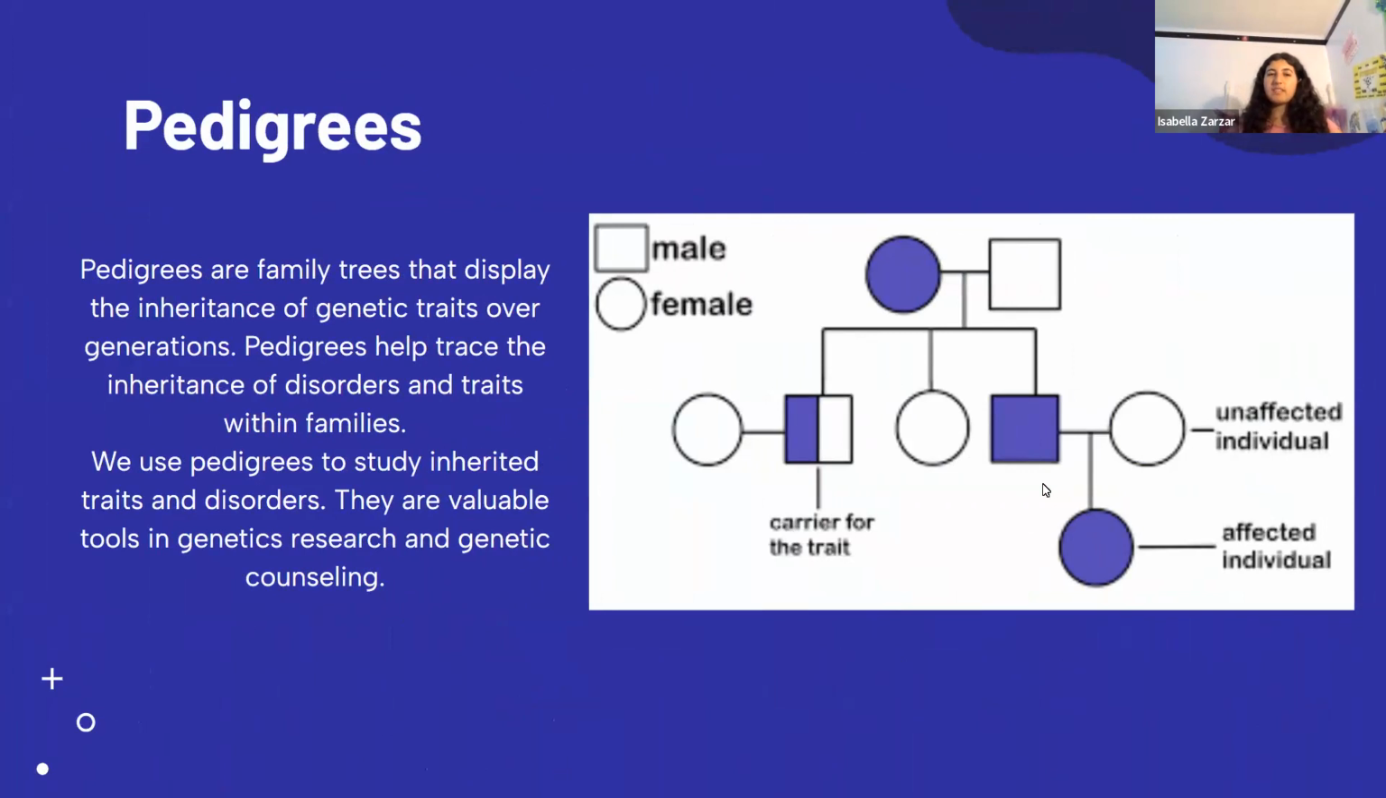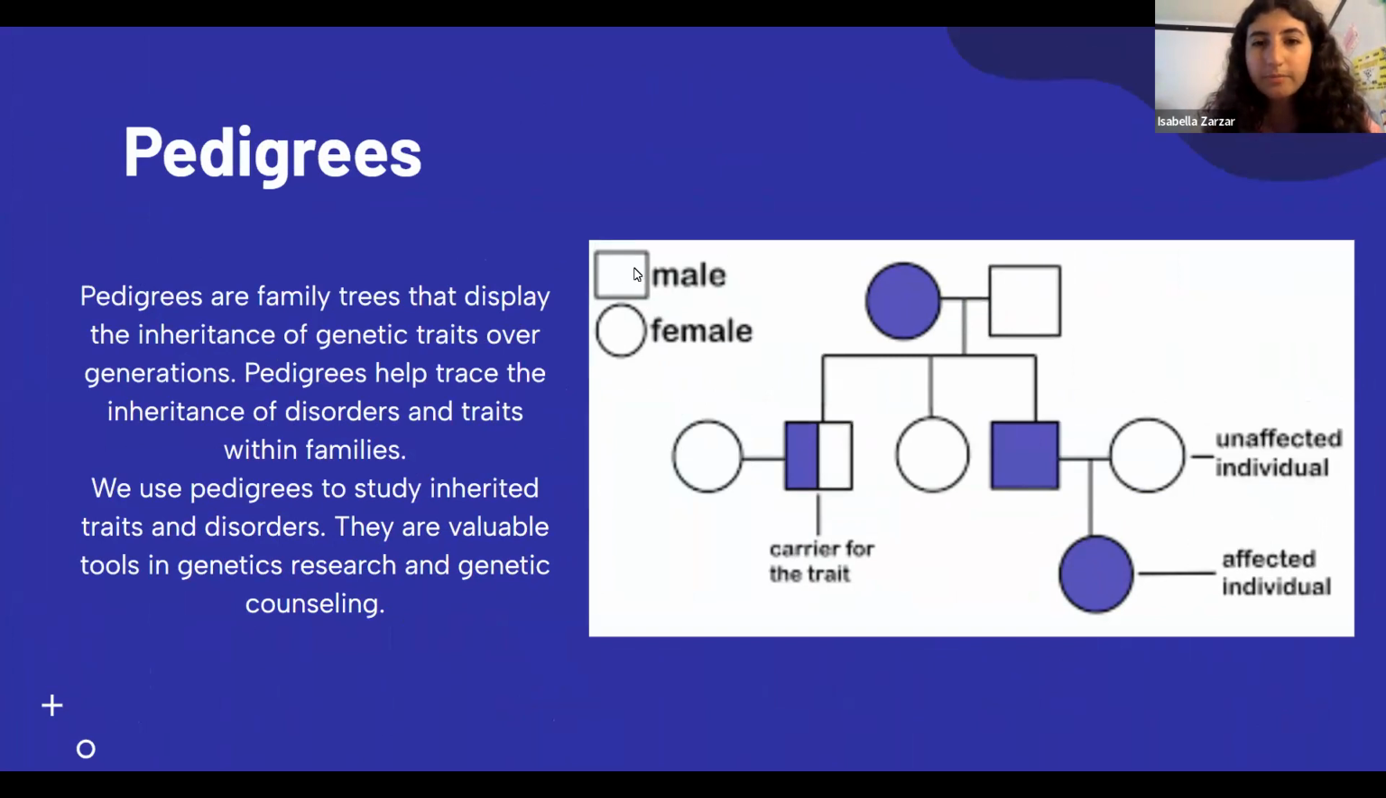Okay, so now let's go back to pedigrees. They're really important for genetics research, and they usually show one or two specific traits. So let's look at the picture here. In this example, the boxes always represent males and the circles always represent females. That's just how it works in pedigrees.